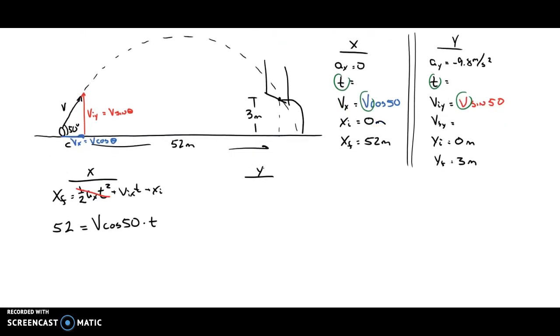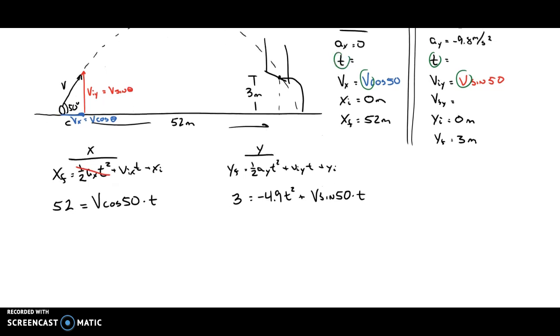And in the y direction, I would have y final is 1/2 ay t squared plus v initial in the y t plus y initial. And my final position is going to be 3 meters. Half of negative 9.8 is negative 4.9 t squared. Plus my initial velocity in the y direction is going to be v sine 50 times t. And plus my initial position in the y, which is 0.